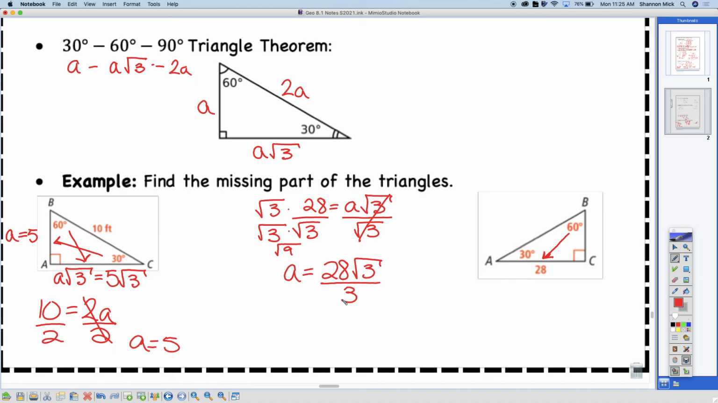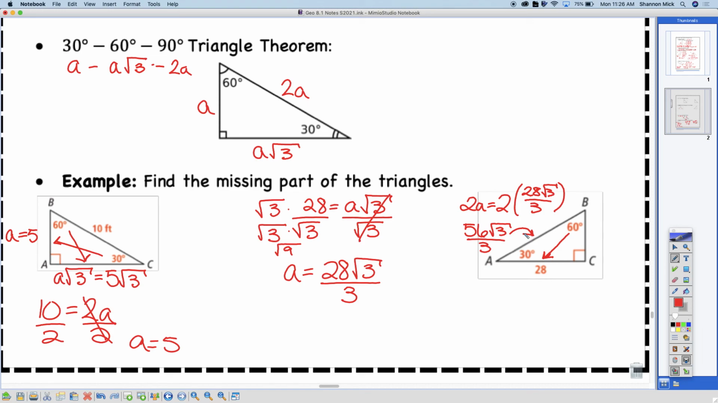Okay, so now that I know A, can I plug it in and find everything else? AB is across from C, the hypotenuse, yes? What's the ratio for my hypotenuse? 2A. So it's double that. So it's 2 times 28 square root of 3 over 3. Unfortunately 3 and 2 don't reduce, right? So 28 times 2 is 56 square root of 3 over 3 is your AB. All I did was plug in my A. Now, are we going to have nice numbers? Not very often.